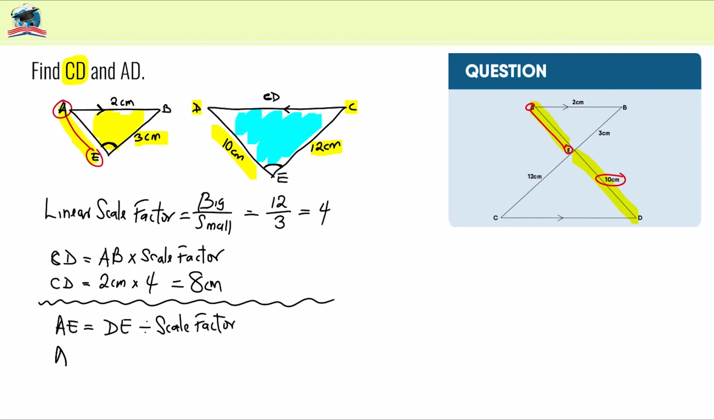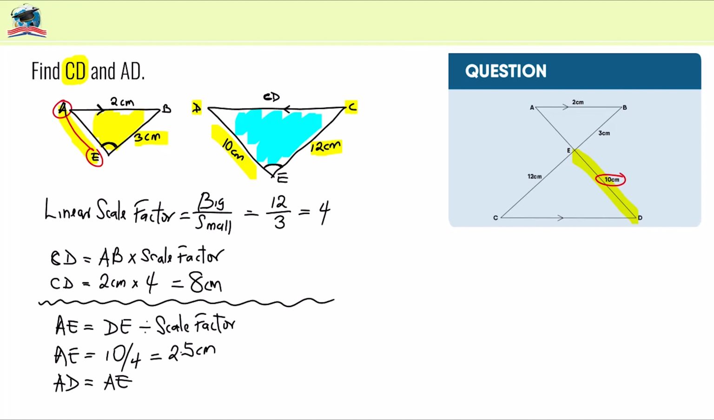So our AE is equal to, what is DE? My DE is 10. 10 divided by the scale factor, which is 4, is 2.5. So it's 2.5 centimeters. So our AE is 2.5. But we're not told to find AE, we're told to find AD. Our AD is two distances added together. We have A to E here.